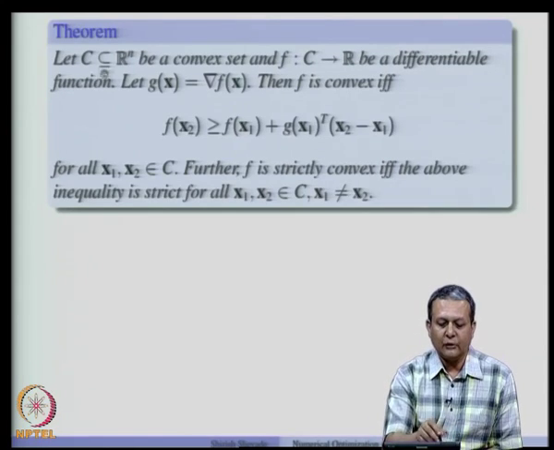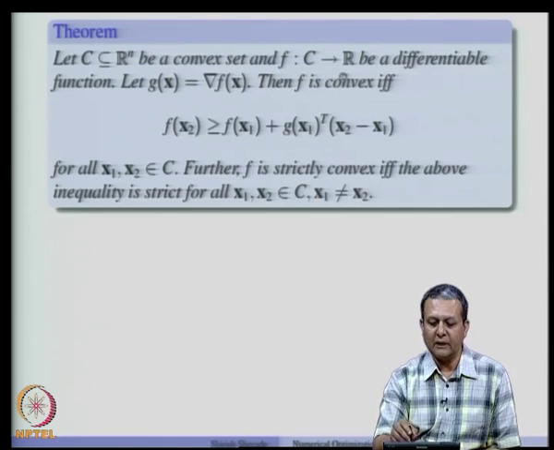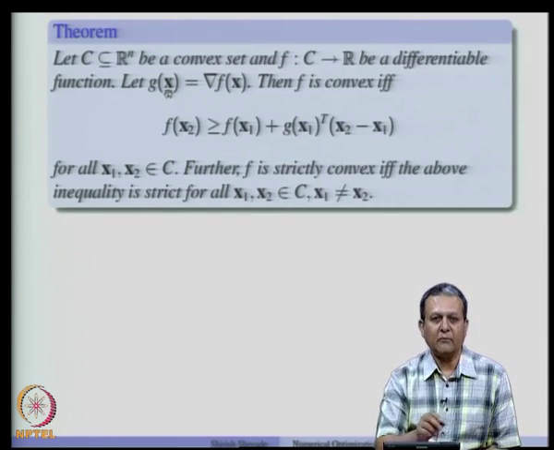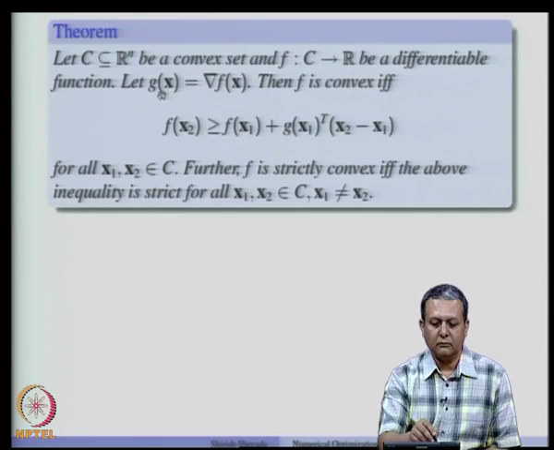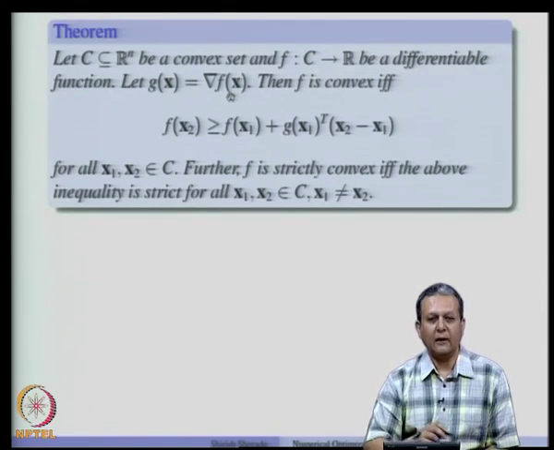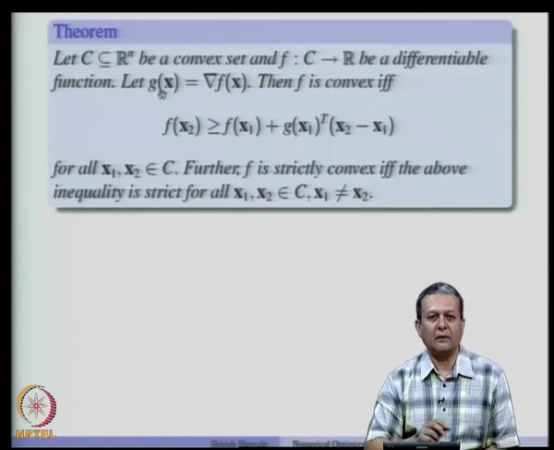So, let us consider C to be a convex set, and f is a differentiable function defined on the set C, and the function is real valued. So, let us denote the gradient of the function by g(x). Throughout this course, we will use g(x) to denote the gradient of the function f(x), and if f is a function from R to R, then g(x) will be a scalar, that will be the derivative.